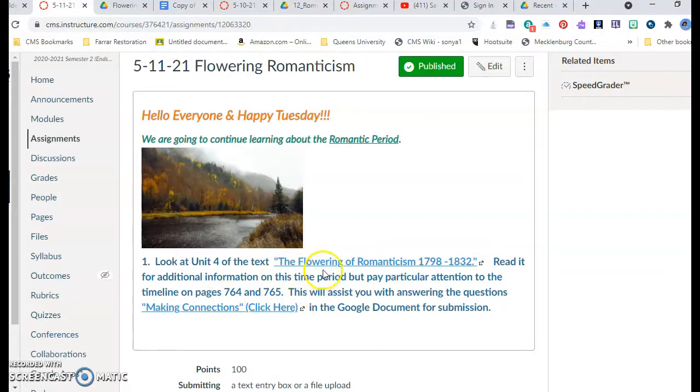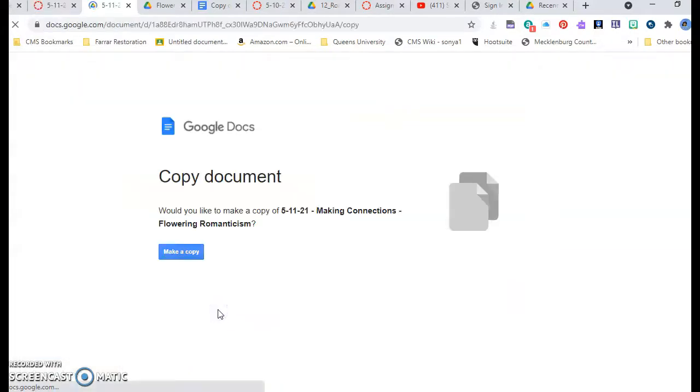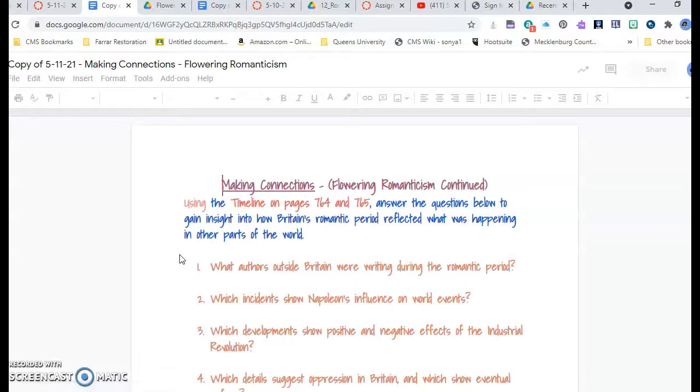So there's the text and the document in order to write your answers.